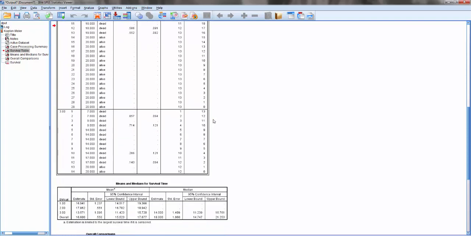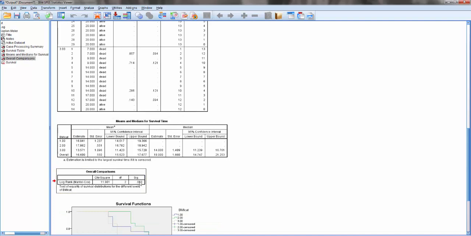The next table gives us information on the means and medians for survival time of each category. For instance, the normal weight dwarfs have a mean survival time of 16.94 years, the overweight dwarfs 17 years, and the obese dwarfs have a survival time that is much lower than the other two categories, 13.571 years. We can also obtain the confidence interval of the mean follow-up time, so this is more or less what you get from this table. Now, the most important table is the log rank test.